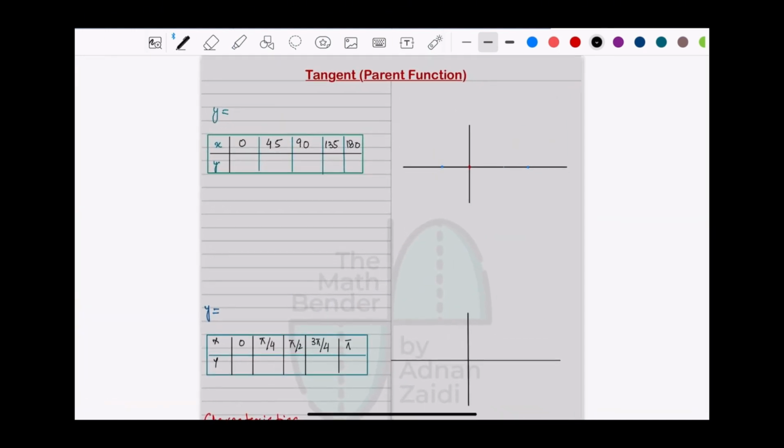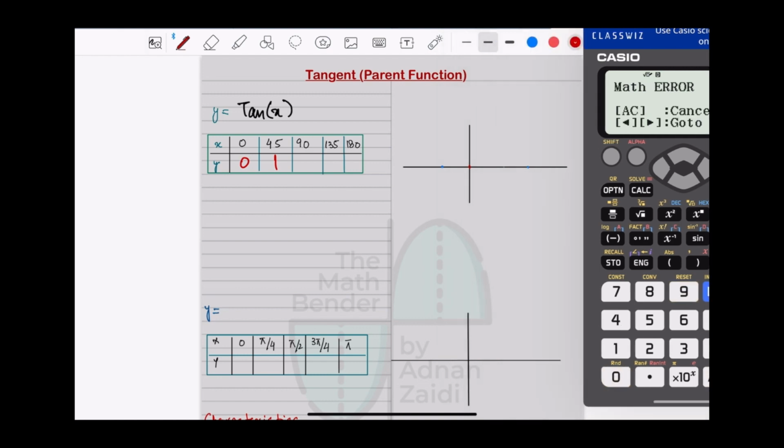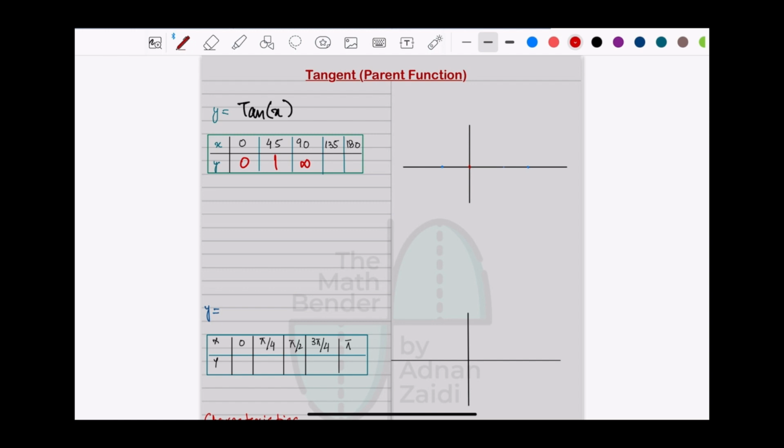In order to draw the basic tan parent function, tan x, for the domain 0 to 180, let's look at some values. If I plug in tan 0, it will be 0, tan 45 degrees is 1, you can check. But if I plug in tan 90, it gives you a math error, which means the value is too big and reaches infinity, and so on for the other values.